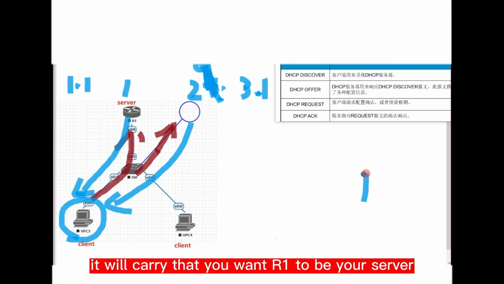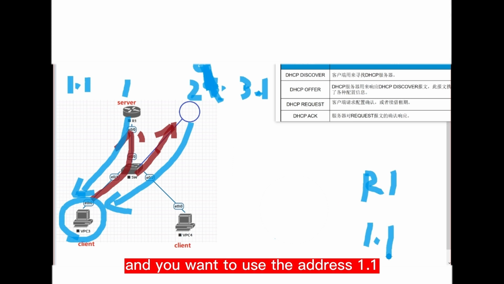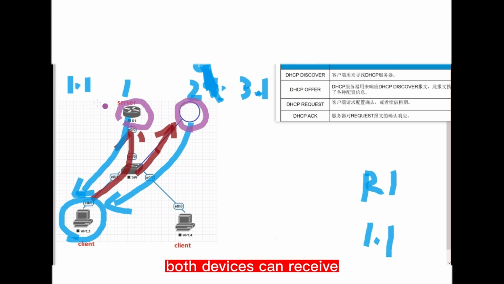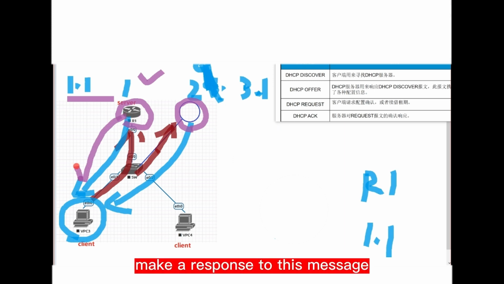It will carry that you want R1 to be your server, and you want to use the address 1.1. You send it as a broadcast on behalf of both devices, which can receive it. Then device 1 knows to use its address. It will give you an ACK, making a response to this message.